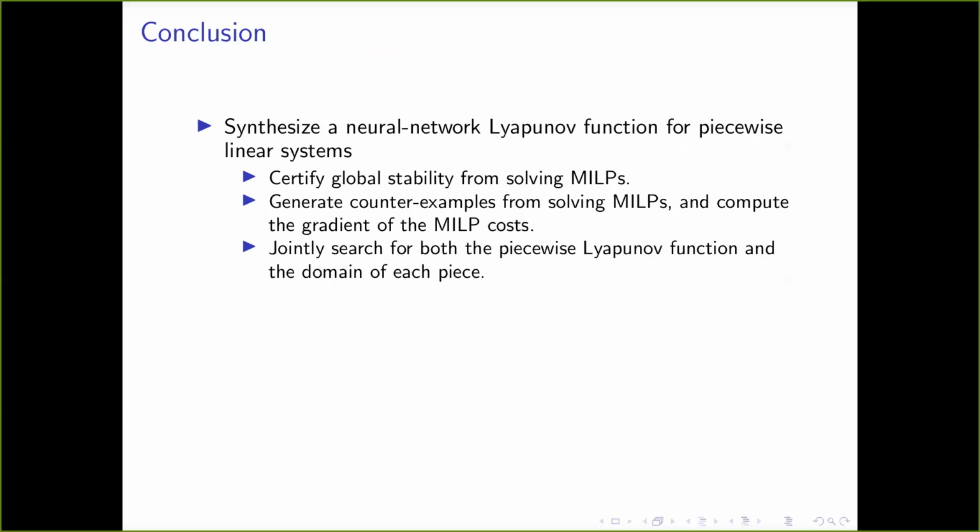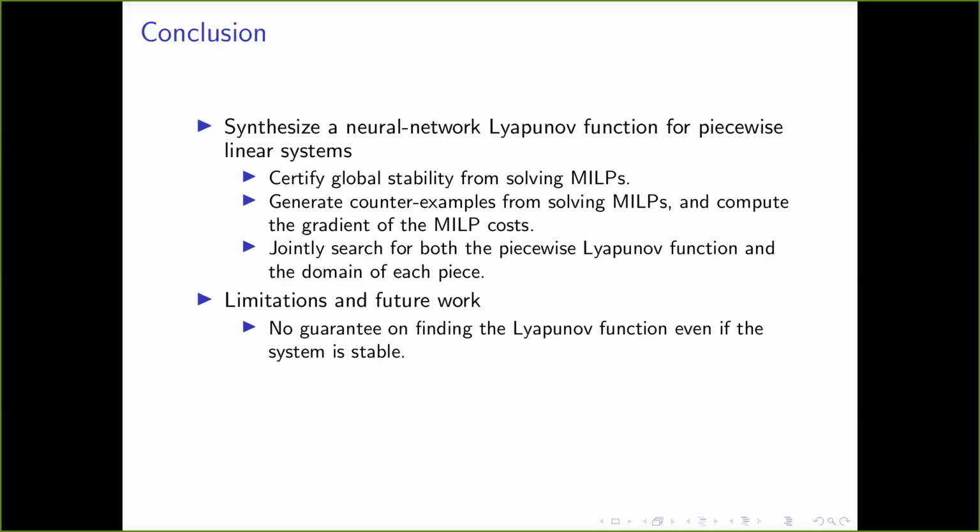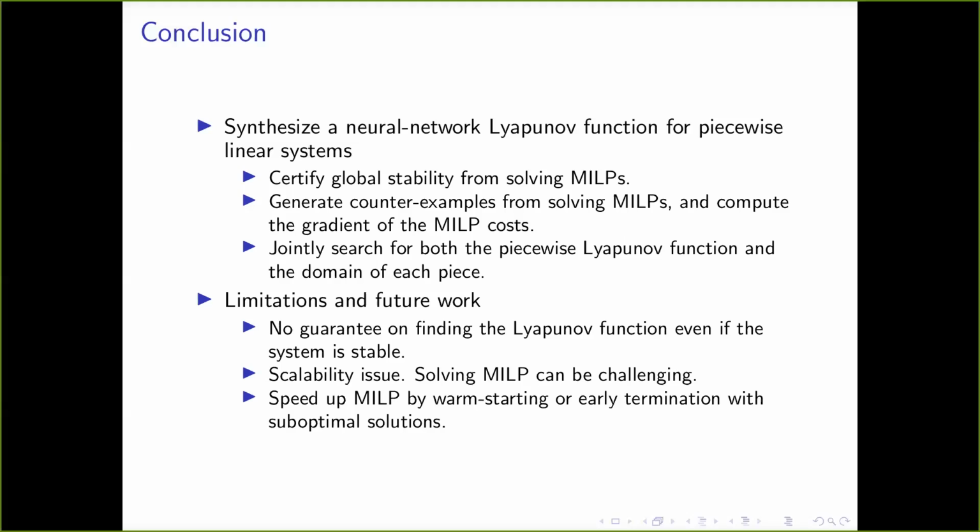The limitation of our approach is that we cannot guarantee to find a Lyapunov function, even if the system is stable, as gradient descent doesn't always converge to global optimality. We also have the scalability issue that solving MILP can be time-consuming. We are currently working on speeding up solving MILPs by techniques like warm starting or early termination with suboptimal solutions.